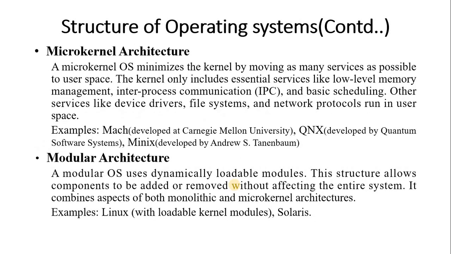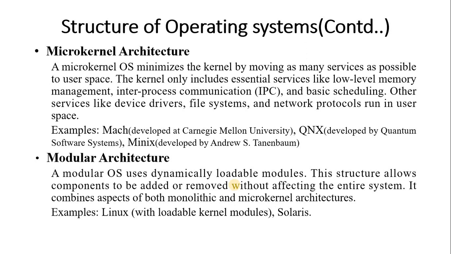Dijkstra. Next kind of operating system structure is microkernel architecture, which minimizes the kernel by moving as many services as possible to the user space. The kernel includes the essential services like low-level memory management, inter-process communication, and basic scheduling, and the other services like device drivers, file systems and network protocols run in the user space. The examples could be QNX operating system, MINIX operating system, and Mach operating system.